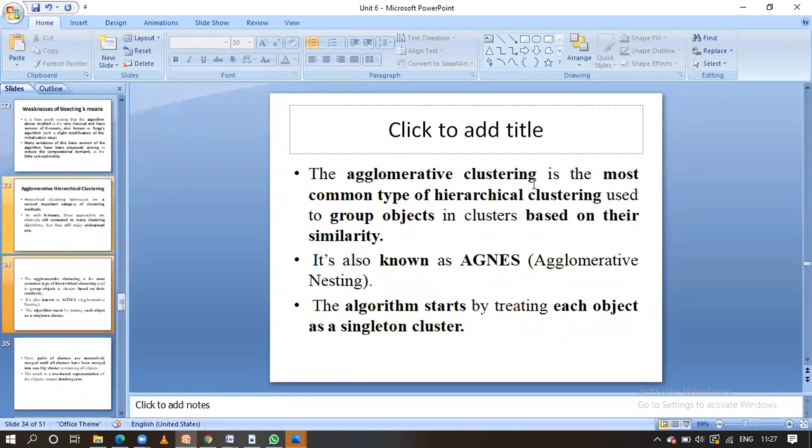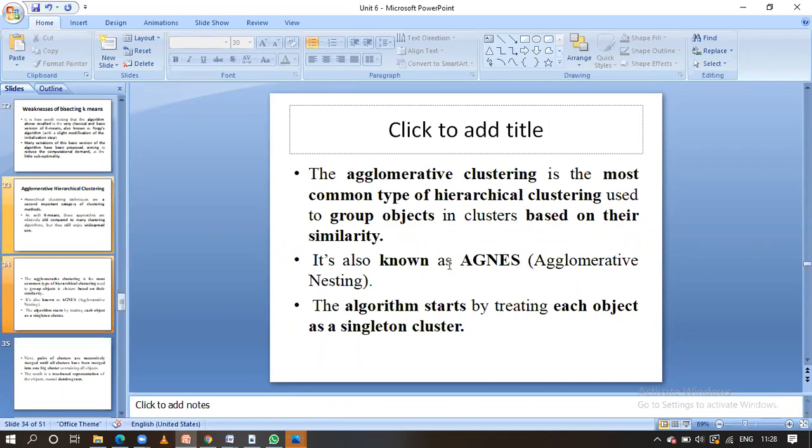This agglomerative clustering is one of the common types of hierarchical clustering, guys. In hierarchical clustering, agglomerative hierarchical clustering comes. We form the clusters based on object similarities. If two objects are similar, we group them, and we call that a cluster. This process we call agglomerative, meaning agglomerative nesting, guys.